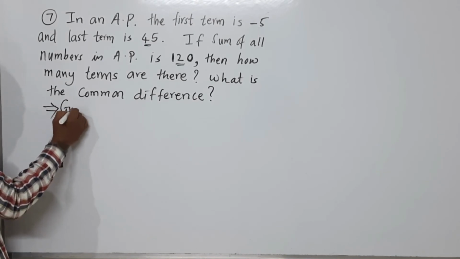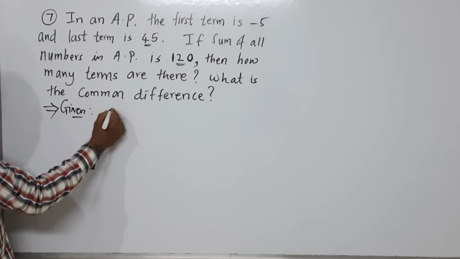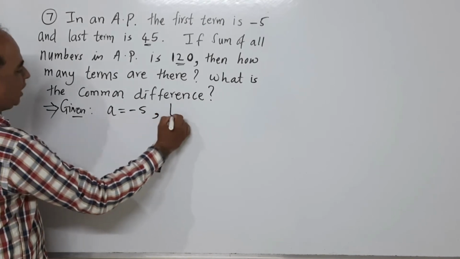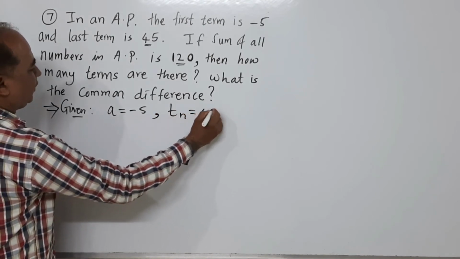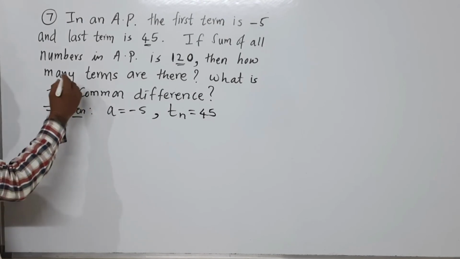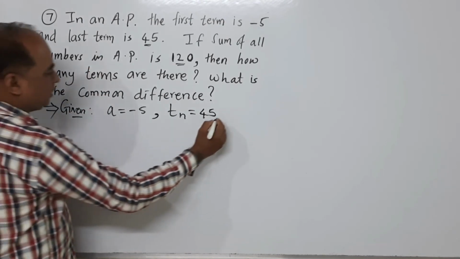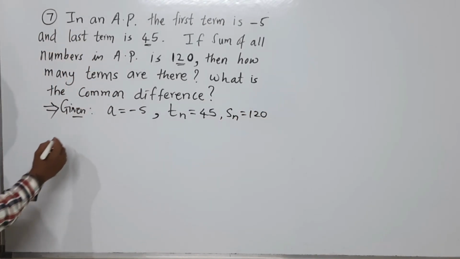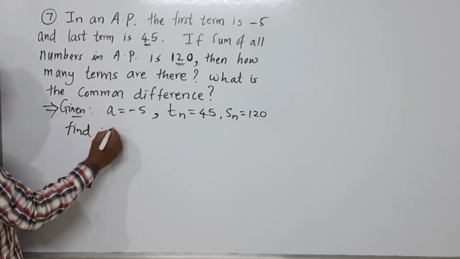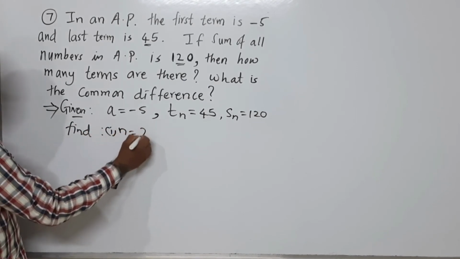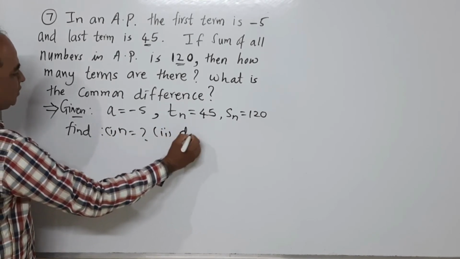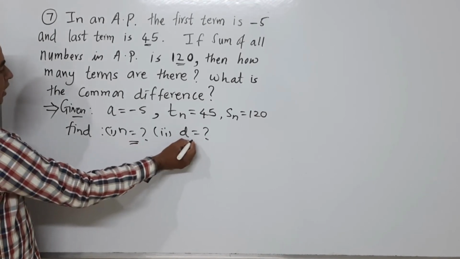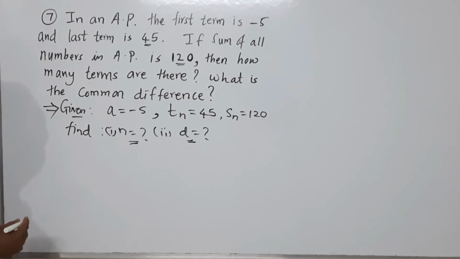So here the given thing is the first term, that is a, the first term of the arithmetic progression, which is minus 5, and the last term Tn is equal to 45. It is also given that the sum of all terms, that is Sn, is equal to 120. Now here we have to find the number of terms, first we have to find n, and then we have to find the common difference d is equal to question mark.